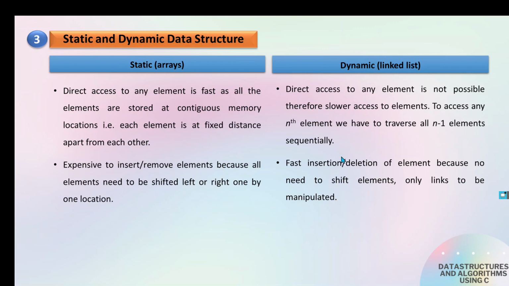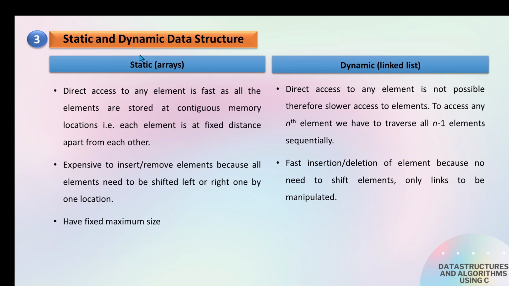Getting? But here the insertion and deletion is fast. Why is insertion and deletion fast? Because you just have to manipulate the links. Create a node wherever it gets a space, and for the two nodes between which you want to insert it, you just have to manipulate the links. You will understand this in more detail when we start with the linked list data structure.